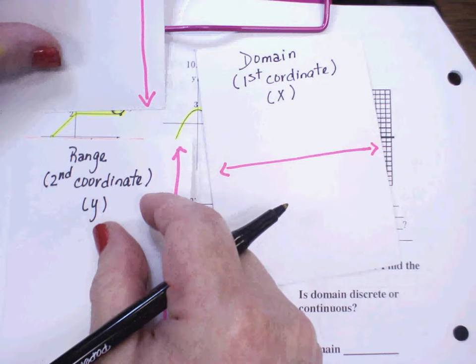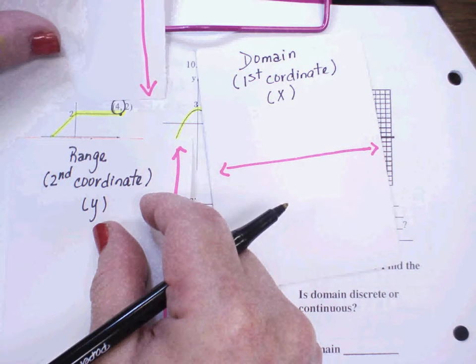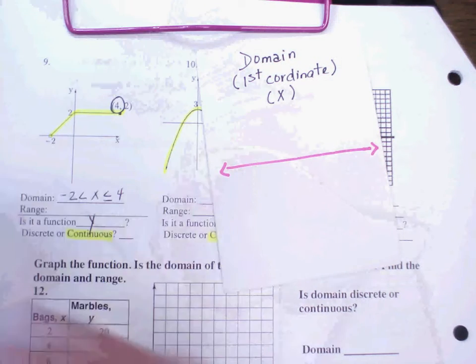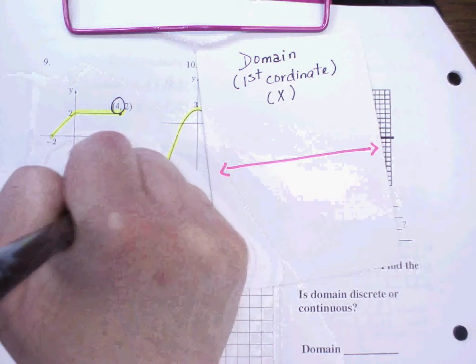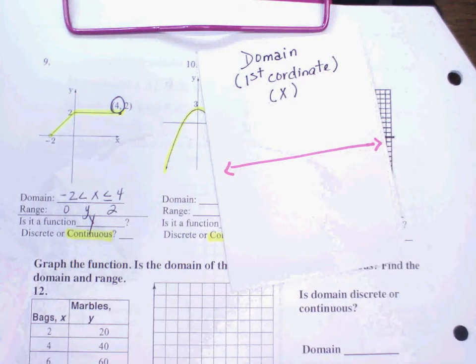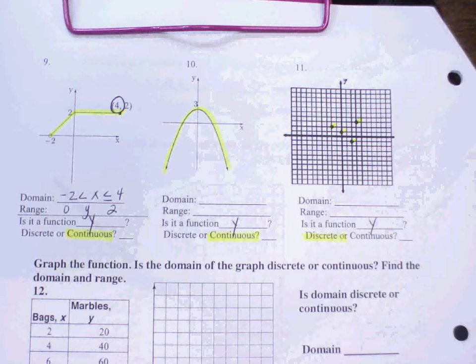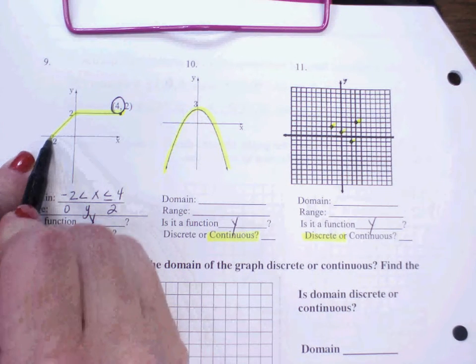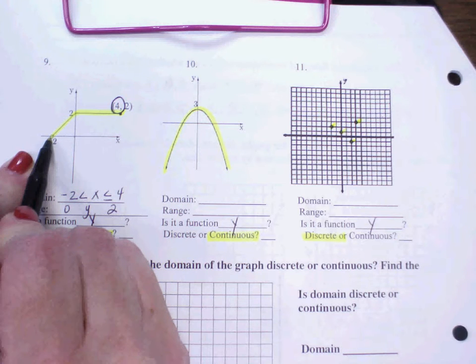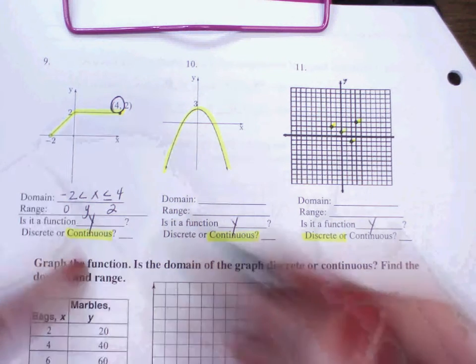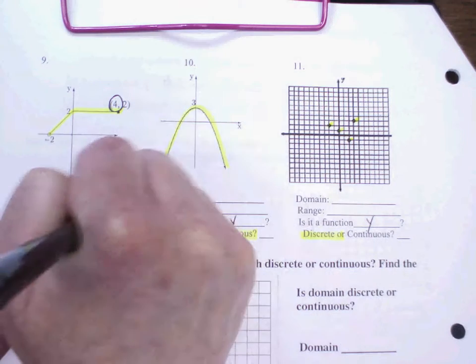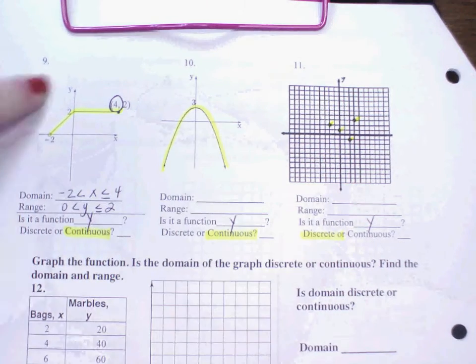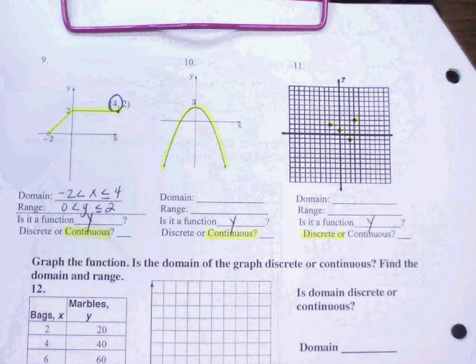All right, what about the range? 0 to 2, right? 0, but then talk to me about inequalities. So does it include the 0? Really? Is it a shaded circle? No, so it does not include the 0, but it does include the 2.